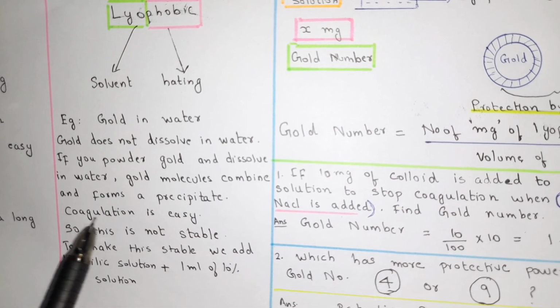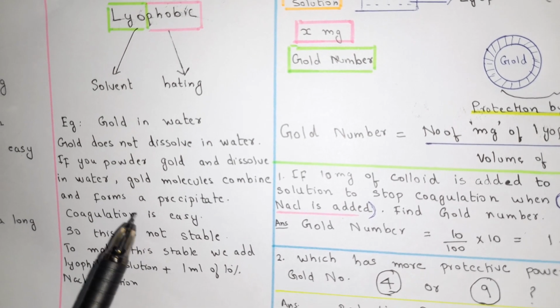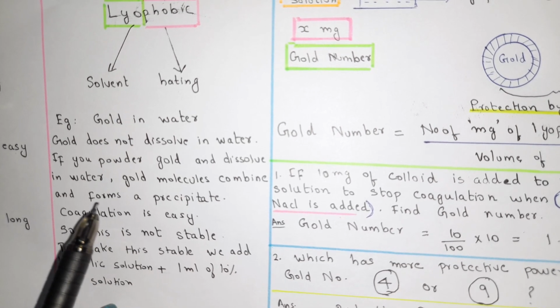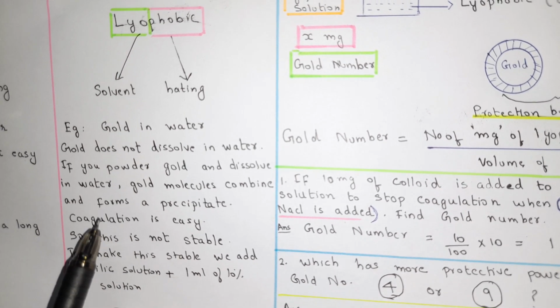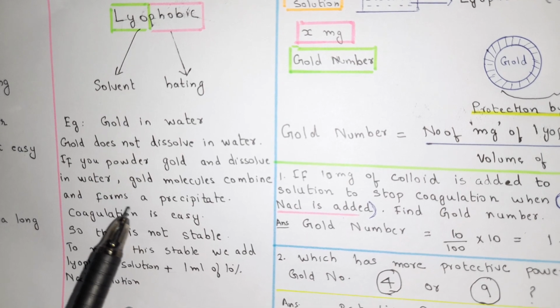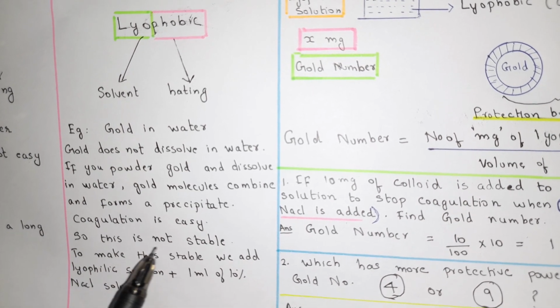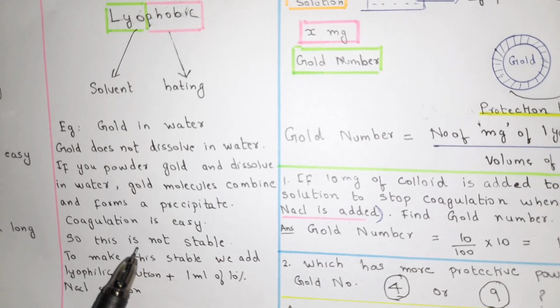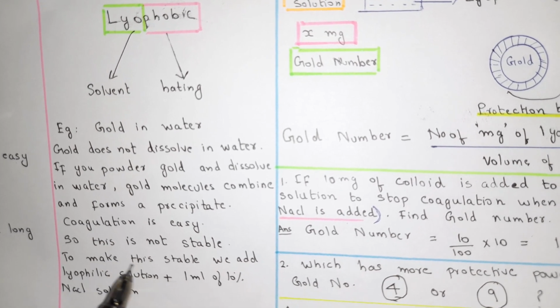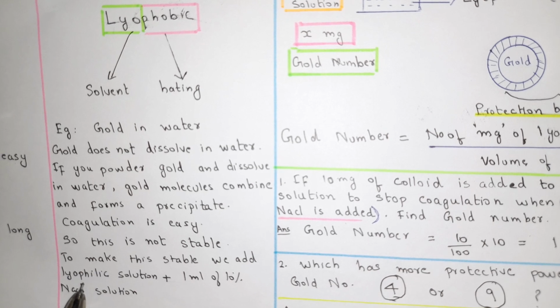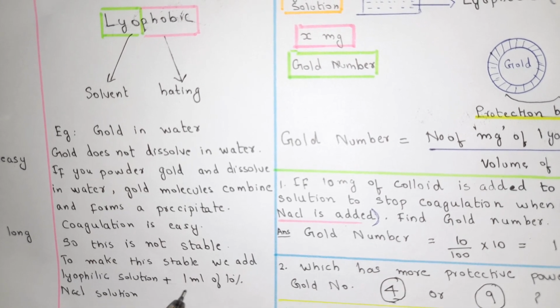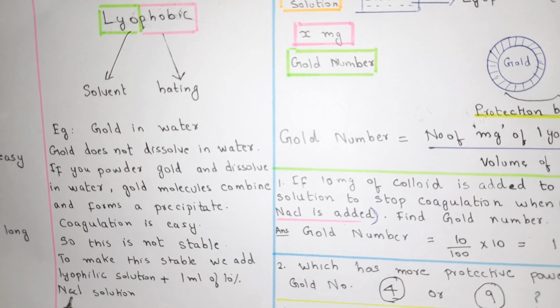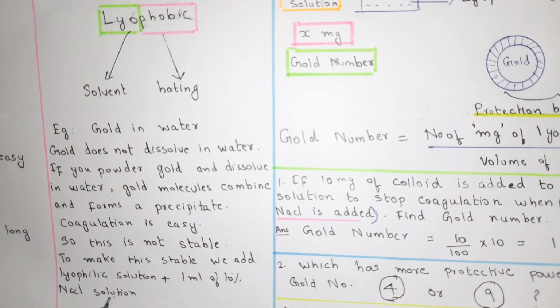So here coagulation is very easy because the molecules will get combined. They will approach each other closely and they will try to combine, forming a precipitate. So this is not stable. That is, gold in water is not stable. So actually we are trying to make this stable by adding a little bit of lyophilic solution and 1 ml of 10% NaCl solution. So we will move on to the trick now.